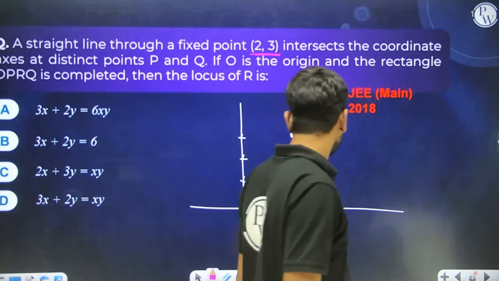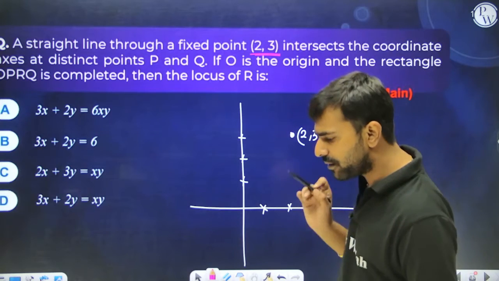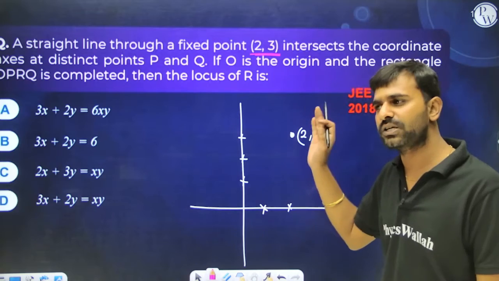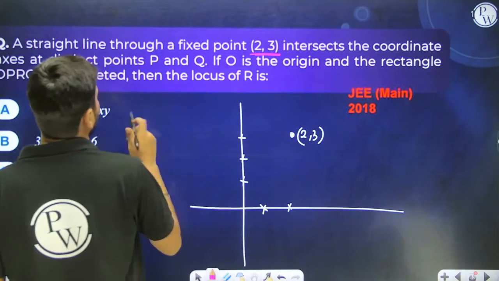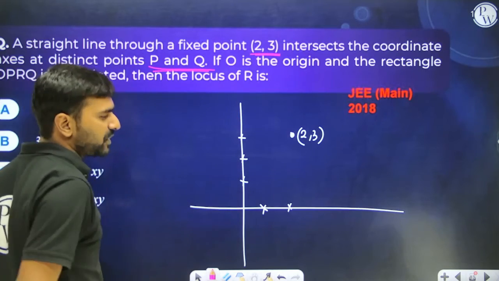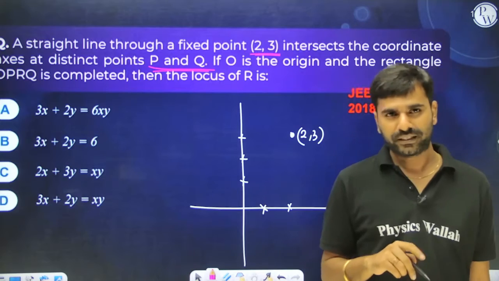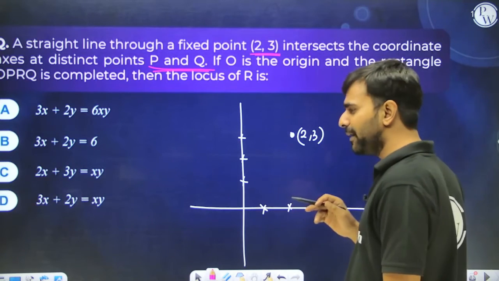Can you tell me even a single line which is passing through 2, 3? There are multiple lines. y equal to 3 is there, x equal to 2 is there, but don't take the lines which are vertical and horizontal. Rather take the lines which are cutting the x-axis and y-axis both, because P and Q are the points of intersection of that line passing through 2, 3 with the x-axis and y-axis respectively. So any one line will be fine.